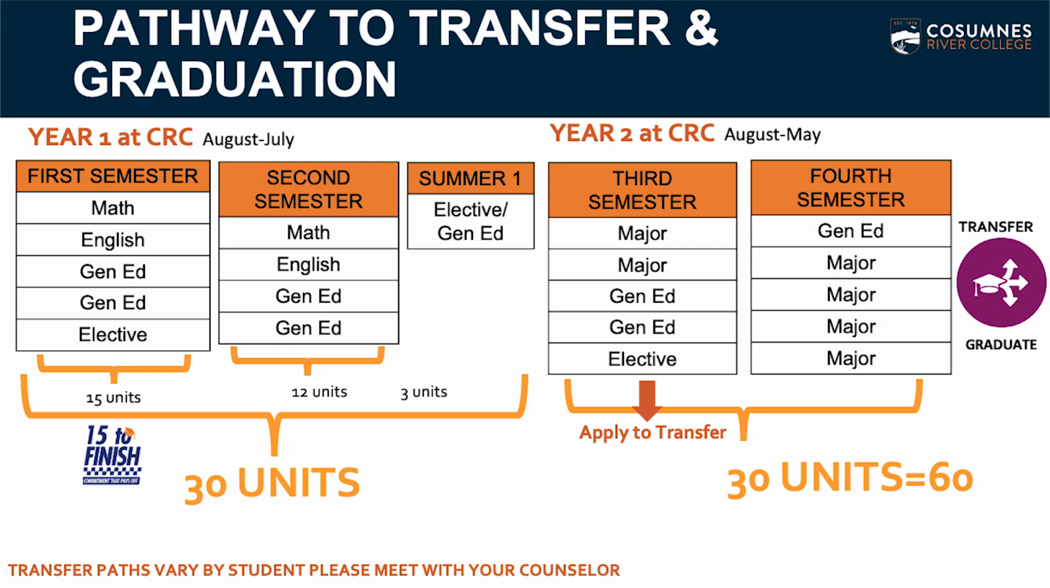It is important to note that for students pursuing a degree to transfer in science, technology, engineering, or math, it may take more than 2 years to complete the requirements. Your counselor will review this with you during your first semester at CRC. For students applying to transfer, you will be applying to transfer during your third semester at CRC. Therefore, it is extremely important that you create and update your education plan with your counselor every semester.